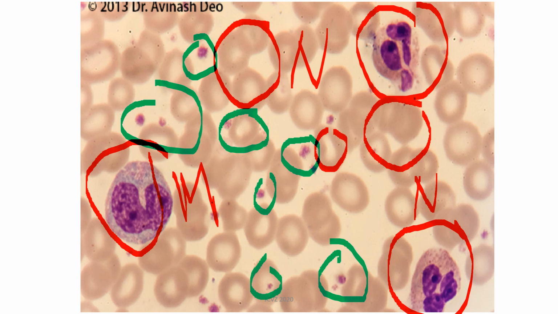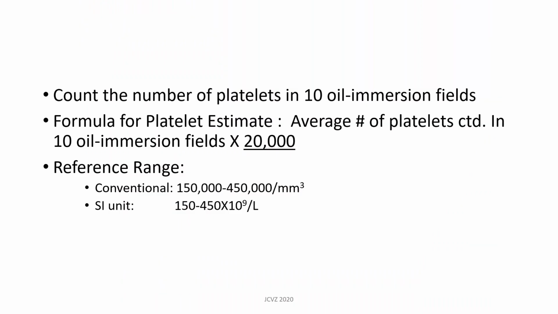So in platelet estimates, you also have to count the total number of platelets per oil immersion field. Okay, what we do in platelet estimate is that we have to count the number of platelets in 10 oil immersion fields. We have to get the total number of platelets in 10 oil immersion fields and then get the average.